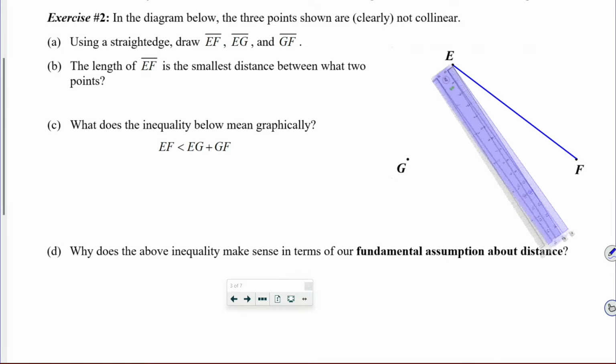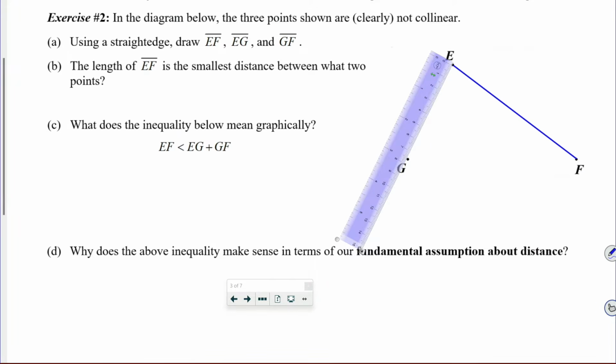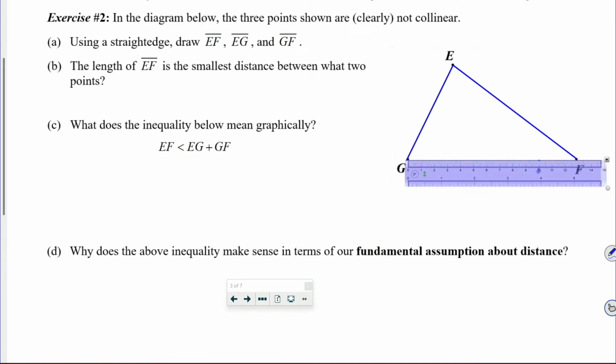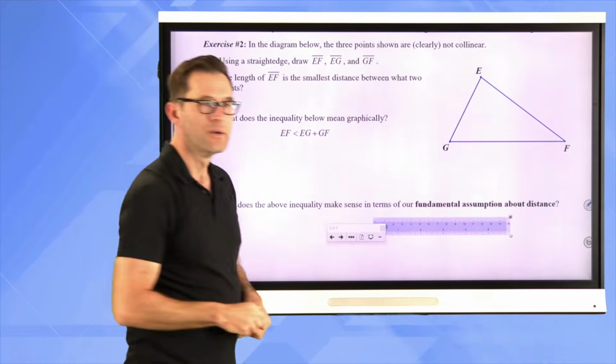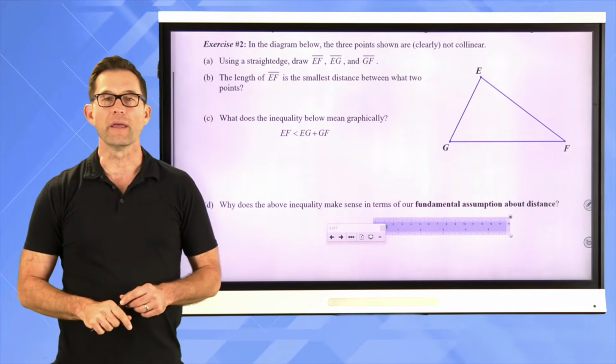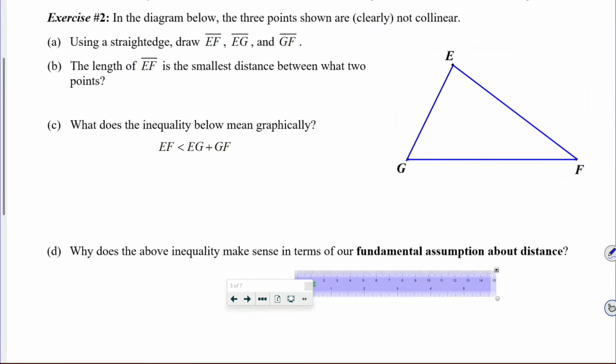That's it. Once we do that, what we end up having is this figure that we affectionately know as a triangle. All right, well, maybe we don't affectionately know it as a triangle, but I know it affectionately as a triangle. All right, great. So let's talk about letter B. The length of EF is the smallest distance between what 2 points?